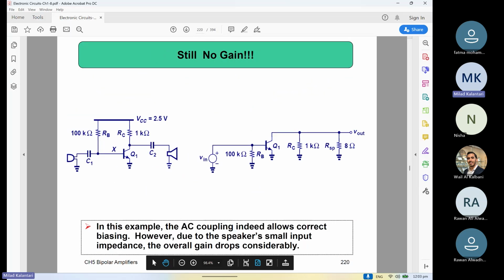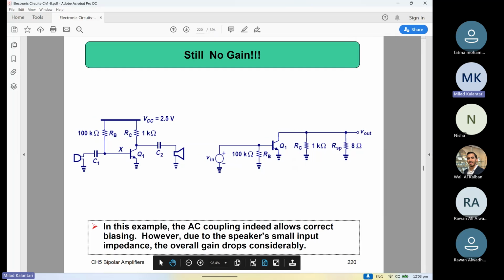So I guess we stop here. Tomorrow we will continue more with the different configs. Basically, we learned today how to calculate the impedances from the base, emitter, and collector, and the gain for the common emitter. And we will continue with different configs.